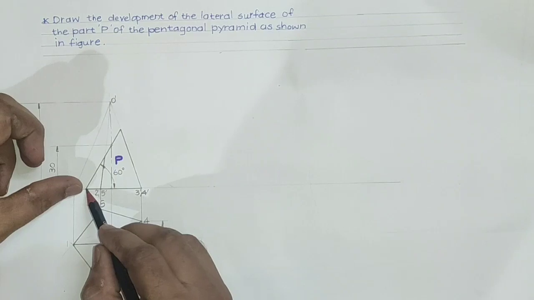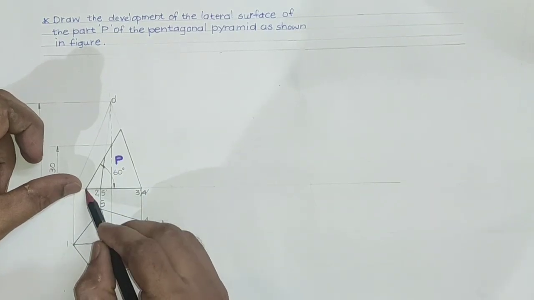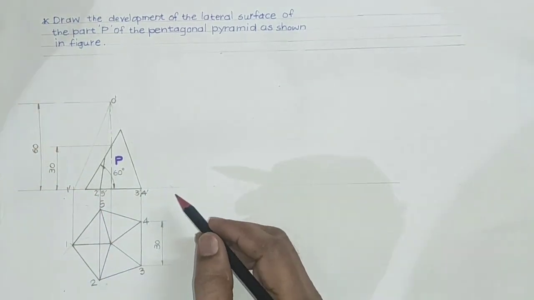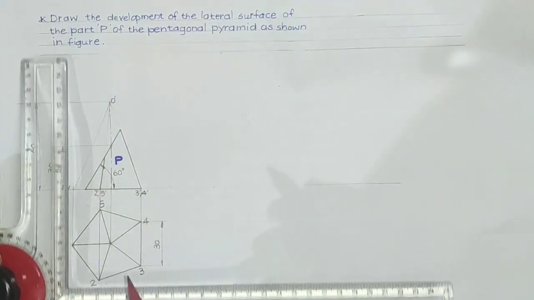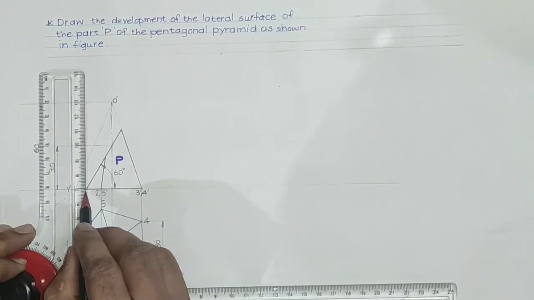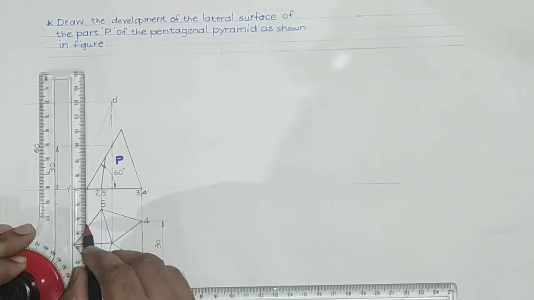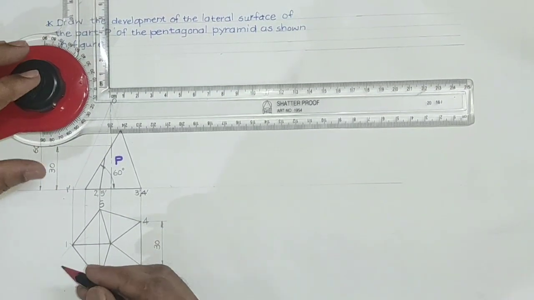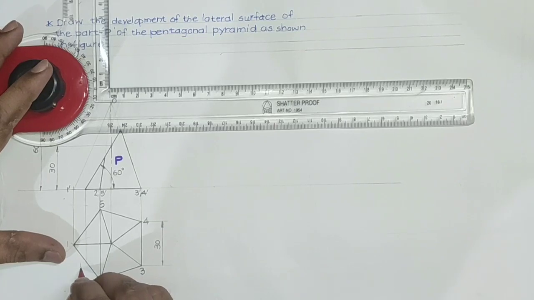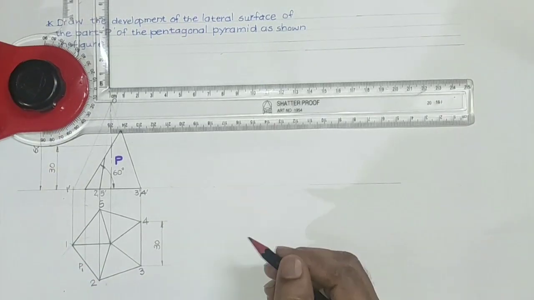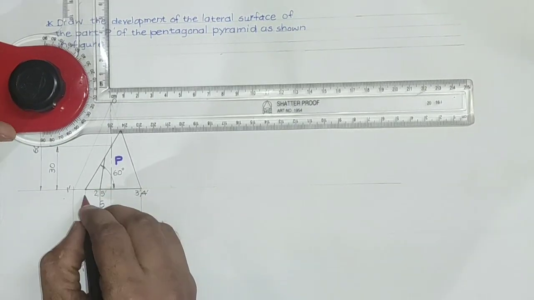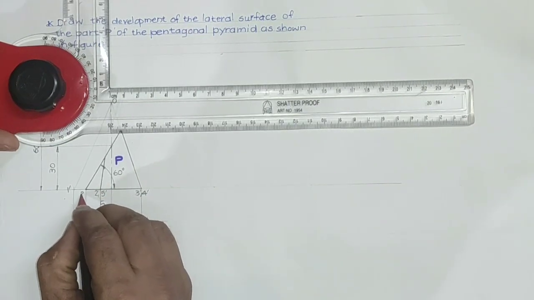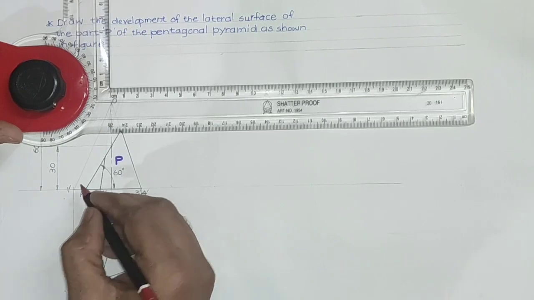First of all, let us locate all the cutting points on the slant edges. As this cutting plane is passing through the base, we are supposed to locate 2 points on the sides of the base. The first point is on side of base 1, 2, which is P1, and the corresponding point in front view is P1 dash.